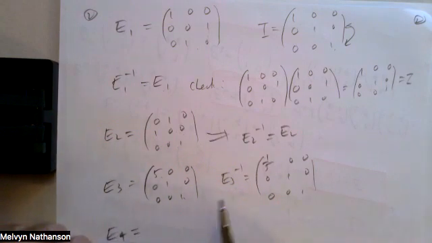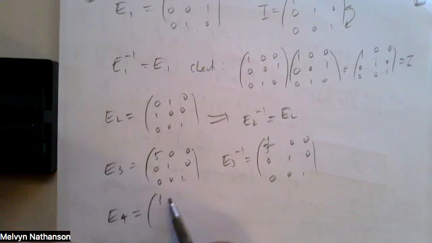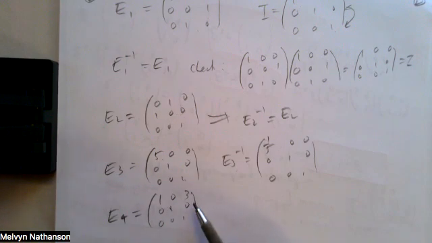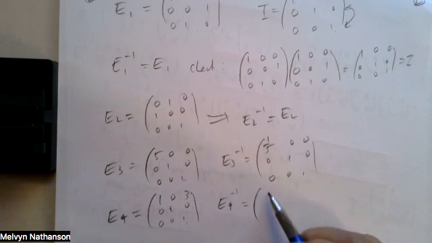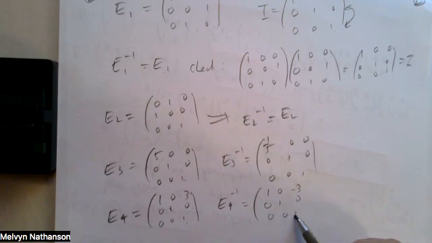What about E4? E4 is the elementary matrix 1, 0, 3, 0, 1, 0, 0, 0, 1. How would I get this matrix from the identity? I would get this matrix from the identity by adding 3 times the third row to the first row. So if I then subtract 3 times the third row from the first row, I should be back where I started. So E4 inverse, I guess, is 1, 0, minus 3, 0, 1, 0, 0, 0, 1.